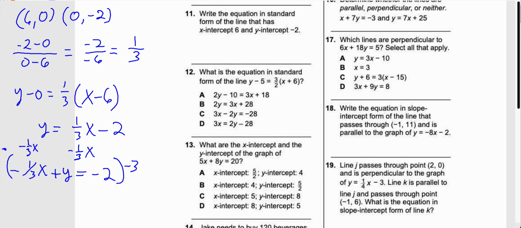I kind of ran out of room over here on the left. So multiply here, that crosses out the fraction. I would have a positive x, then what? Minus 3y equals positive 6. Okay. All right.